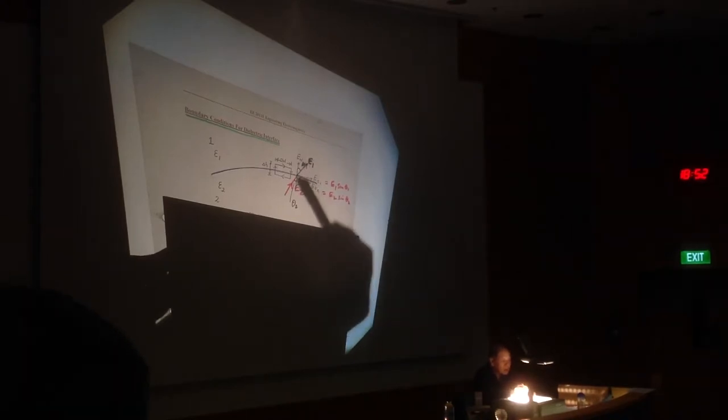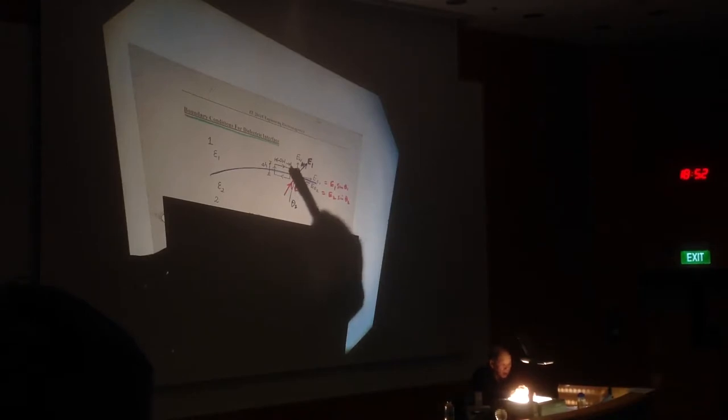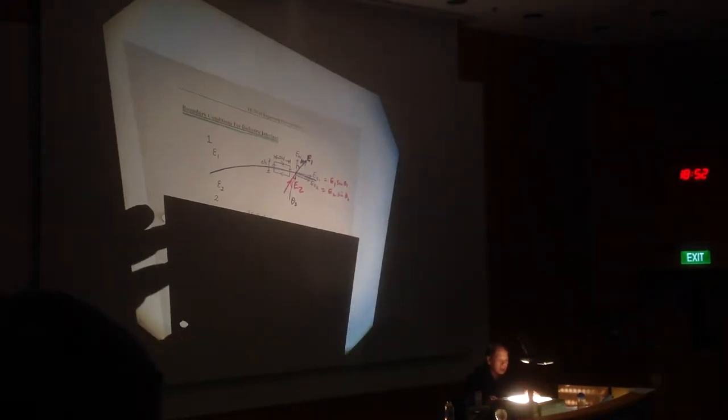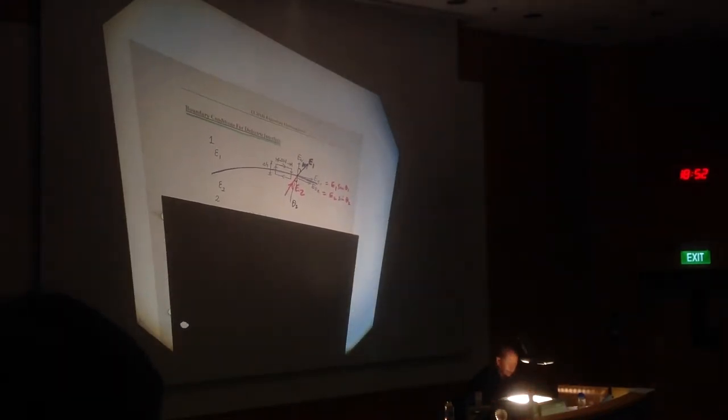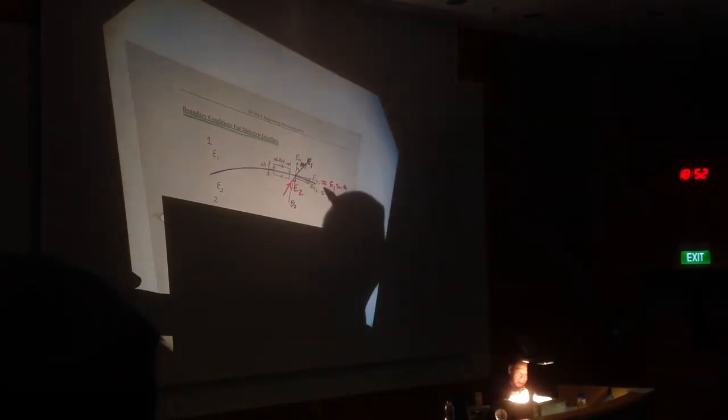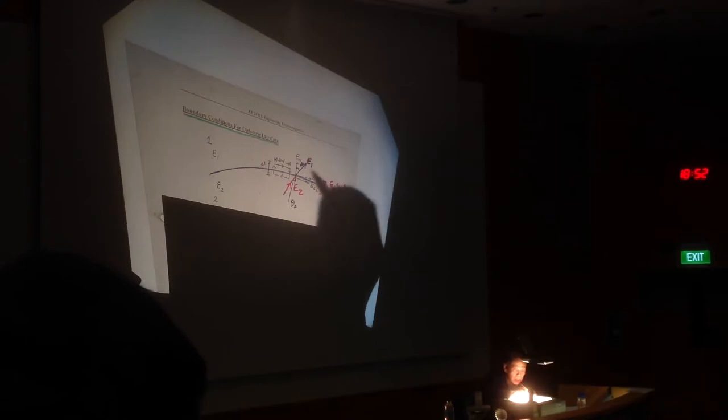What happens is that there is a normal component, and the tangential component is ET1. So ET1 is given by E1 sine theta 1. ET2 is E2 sine theta 2.